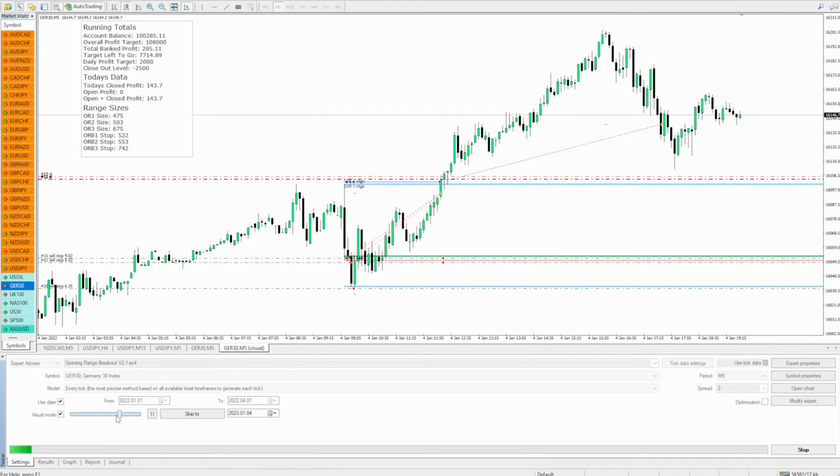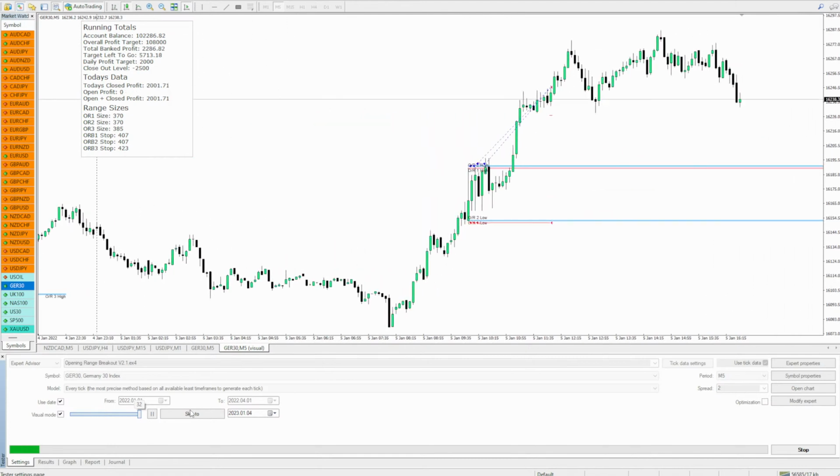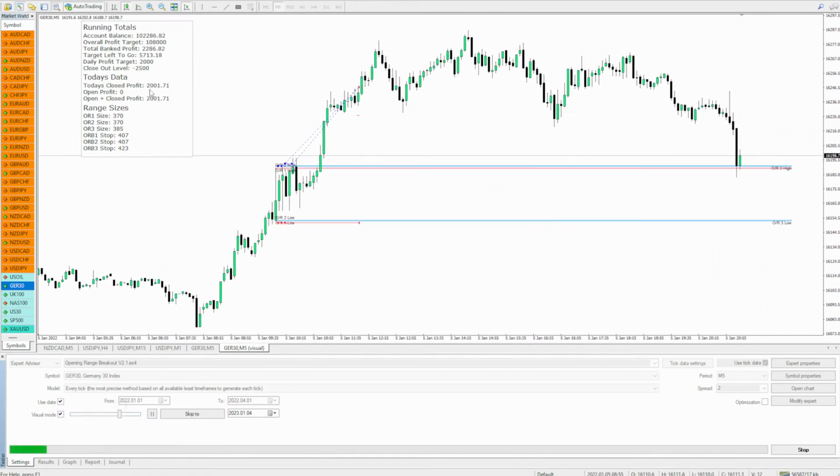But again, every setting is going to give you a different result, but all results have the same outcome. They capture these big, big moves where they make you $2,000. Yeah, so we made $2,000 there. 1 trade. Opening range lows didn't trigger. We've got 3 opening range highs triggered, and we're out.